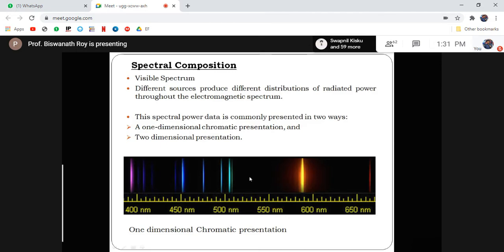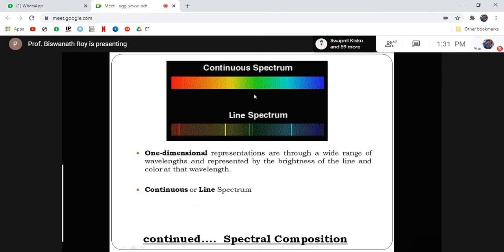So here, selective radiation is coming out from the lamp. Here, there is no selectivity. Continuous radiation from 400 nanometer to 800 nanometer is emitted by the lamp.